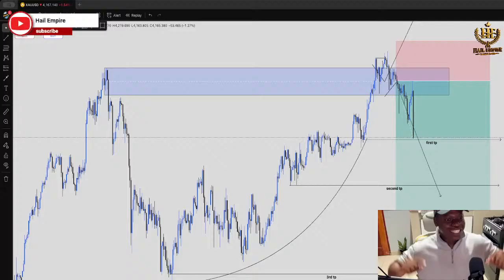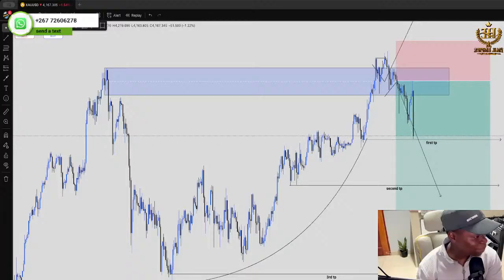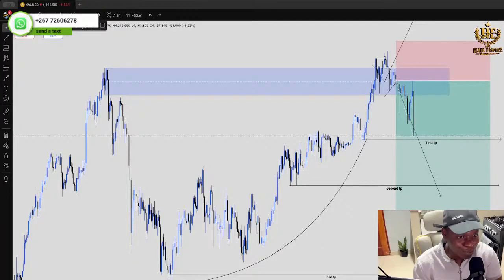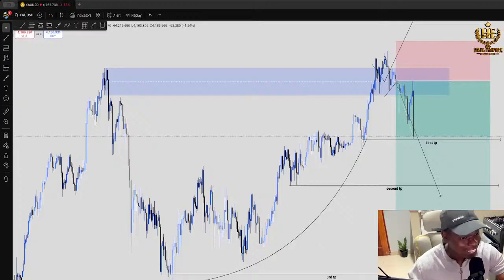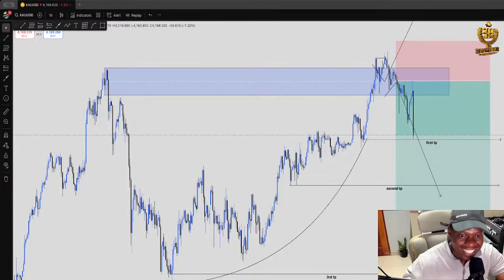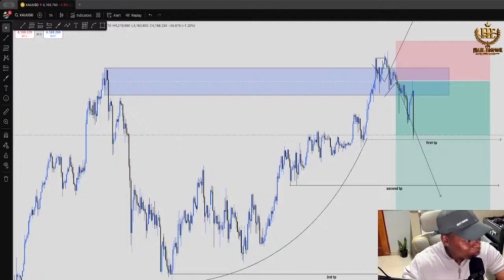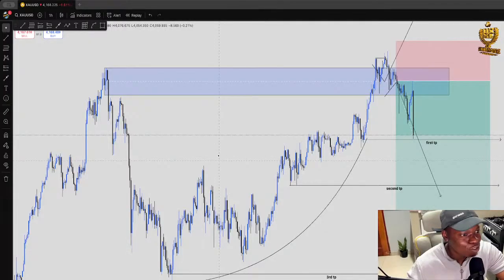TP1 about to be hit. Just tapped on it. Just tapped. Just a few pips. That's a huge drop.